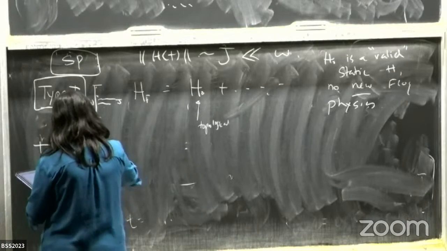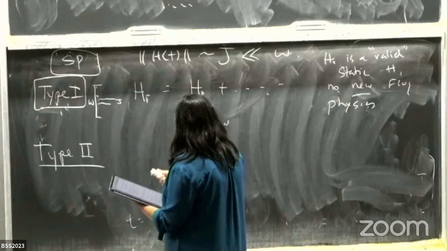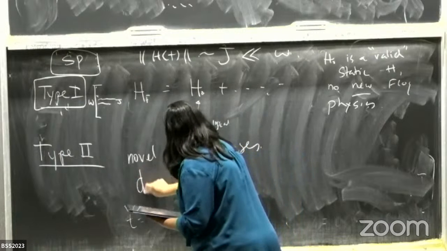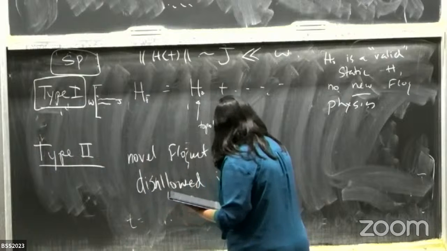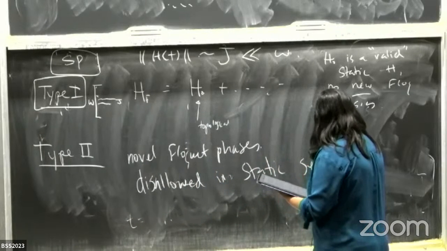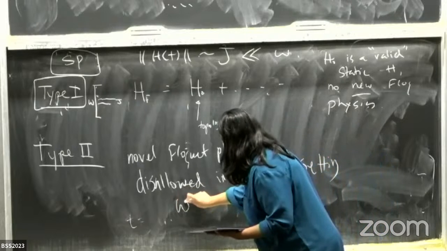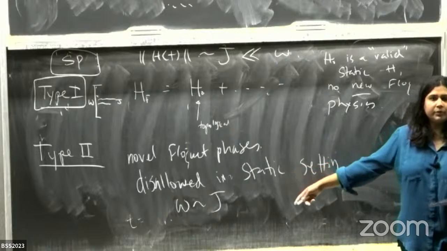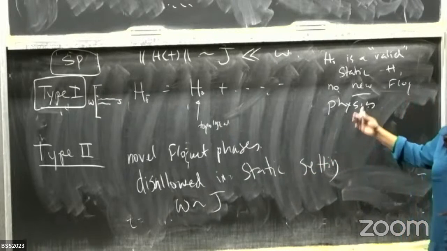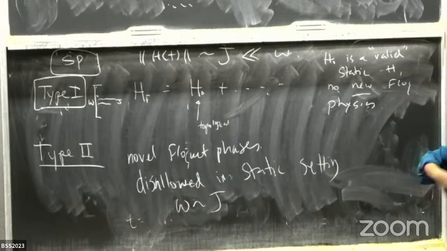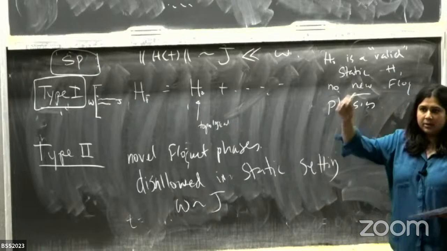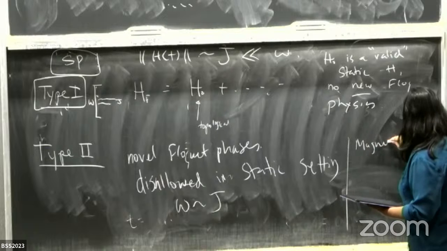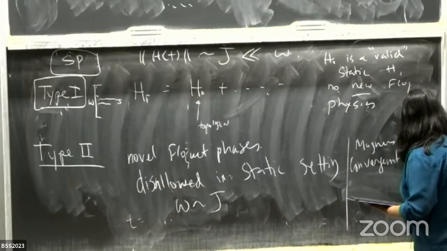Type 2 Floquet physics is novel. It's novel Floquet phases, which are disallowed in a static setting. Formally, to get this kind of physics, you actually need your driving frequency to be the same order as the single particle energies in your system. So formally, your Magnus expansion is not convergent, but there could be some rotating frame that you could go to in which it is convergent. And it's that frame change that you're doing that's giving you the new physics. So, Magnus convergent in the rotating frame.